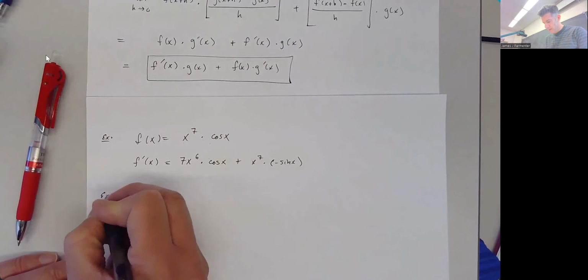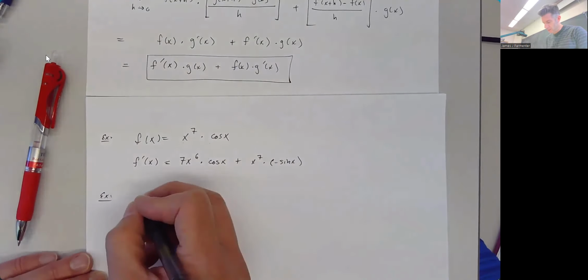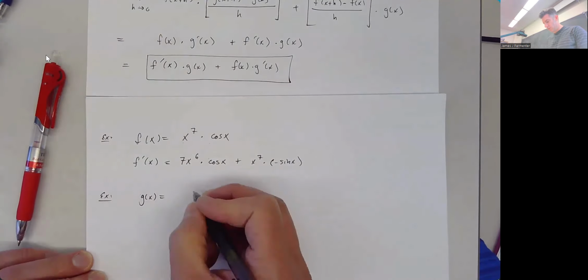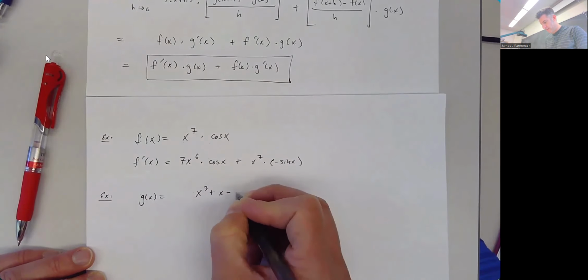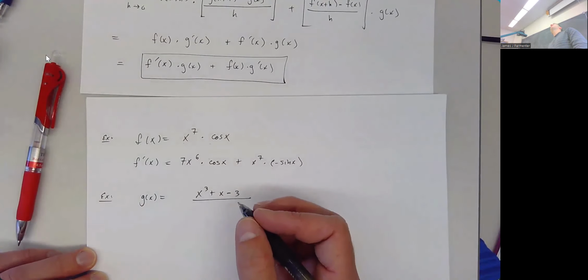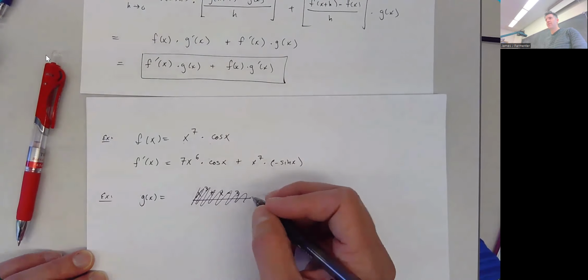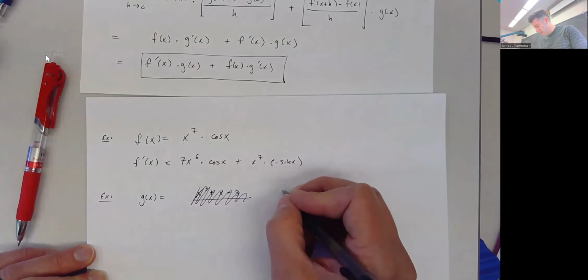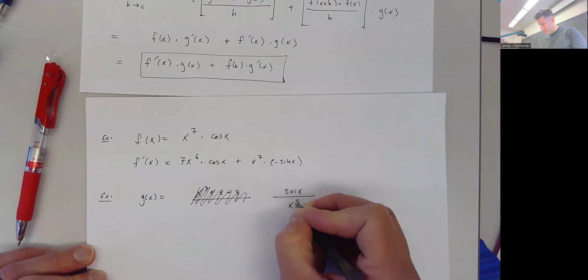What if I had something like, I don't love that. Fine, sure. Let's say we have g of x equal to x cubed plus x minus 3 divided by, that's the backwards way I was going to go. Sorry, that's not what I meant to do. Terrible. My brain got caught up. Sorry. Let's say we had sine of x divided by x to the 5th.